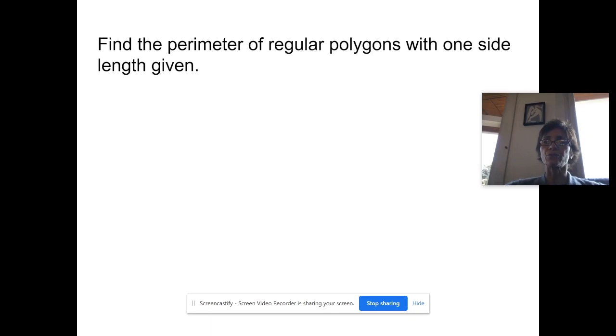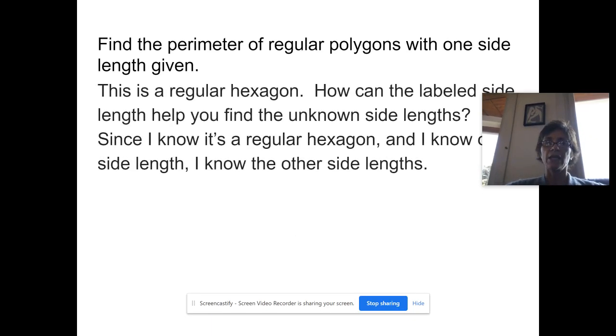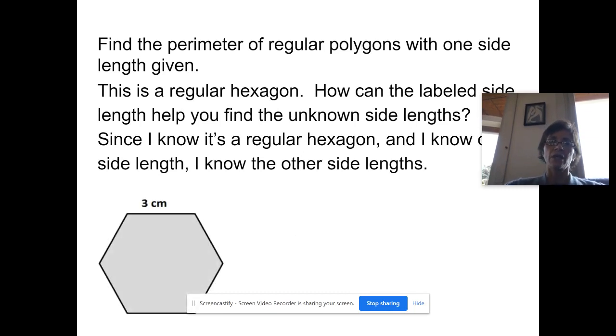Find the perimeter of regular polygons with one side length given. So if you have, this is a regular hexagon, okay? If you have a regular polygon, we said before that in a regular polygon, all the sides are the same. The angles too, but we're looking at the sides right now. So how can the labeled side length help you find the unknown side lengths?